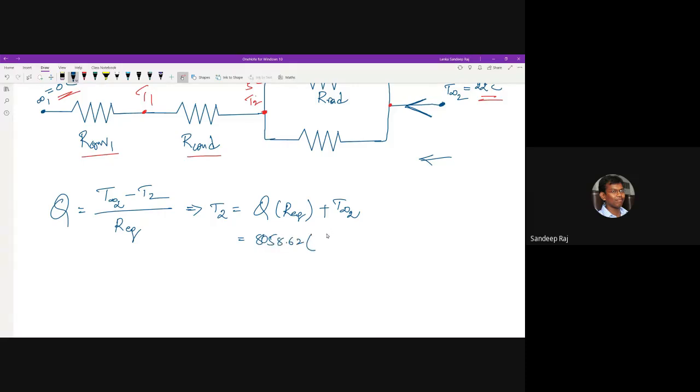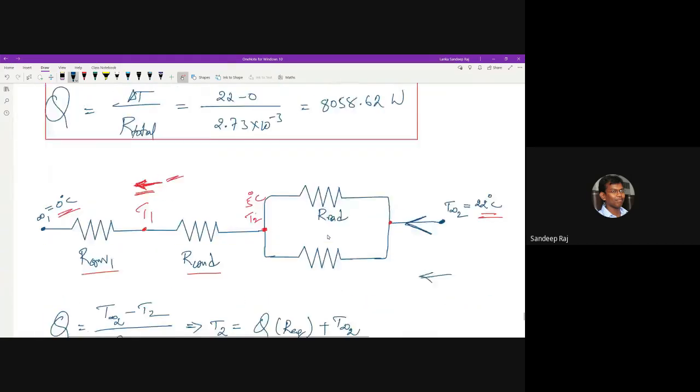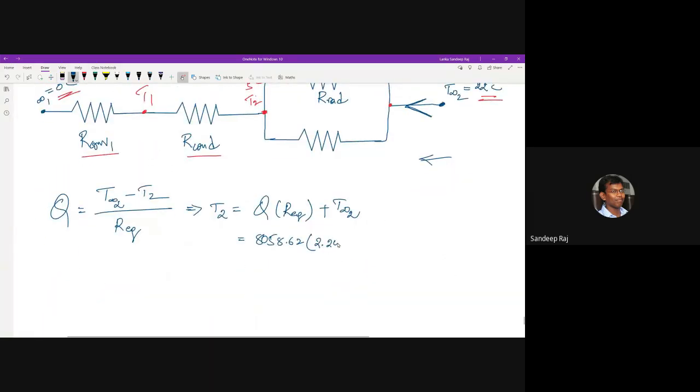8058.62, that is one thing. The R equivalent is what? It is 2.247 to the power of minus 3, and the T infinity 2 is 22. Okay, if you want T2, it should be minus, I guess. You will get a minus here. 22 minus, you have to take all this. Somebody tell me what is the T2 value?